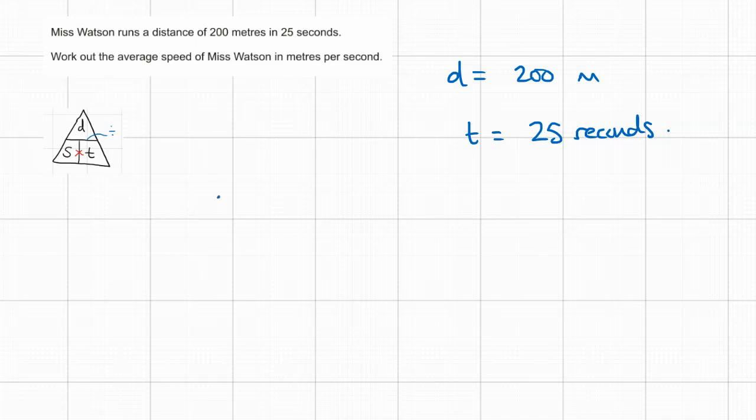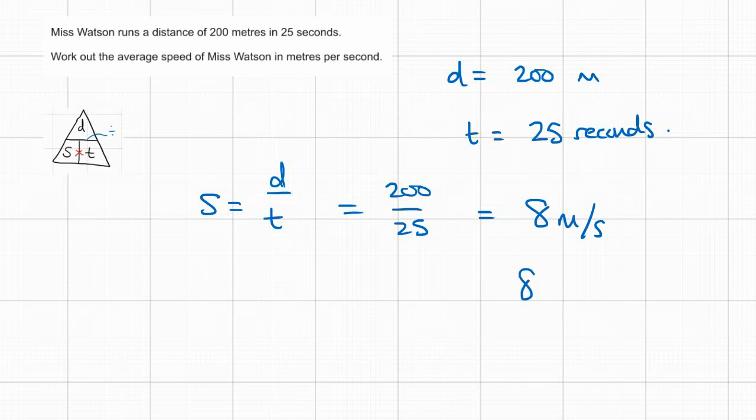Work out the speed. So cover up speed. Speed equals distance divided by time. So 200 divided by 25. That is just going to give me 8 meters per second. You could also write it as meters per second. I generally prefer the little slash line.